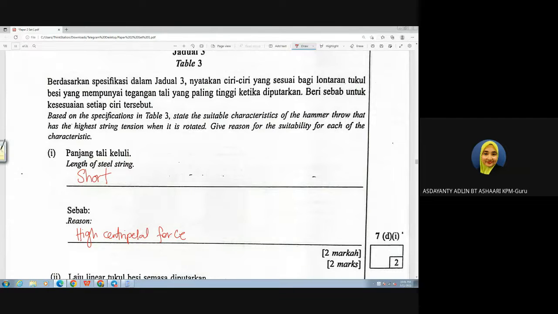Okay, so the length of steel string tu yang ni kan tadi, man tu. Okay, so force dia kat sini. So kalau kita relate dengan formula F equals mv square over r. So length of the steel string shorter, so produce high centripetal force.